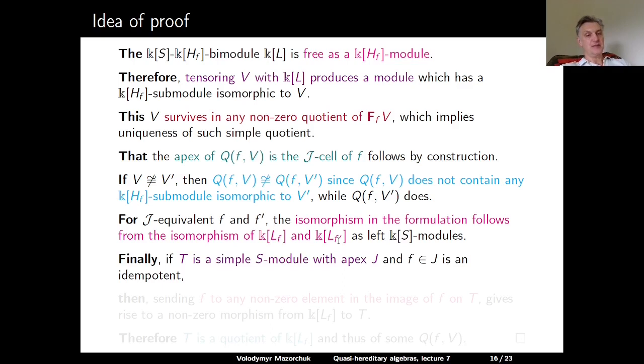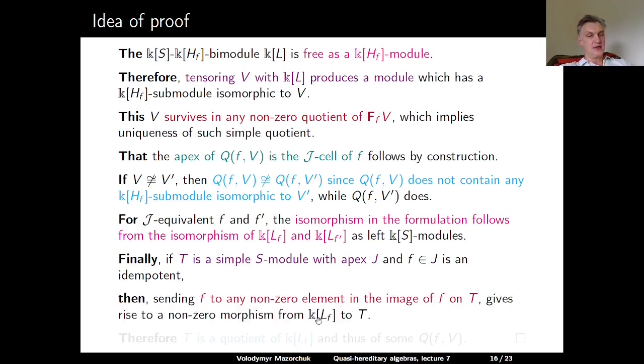Finally, let T be a simple S module, which has some apex J. Note that we know that J is a regular two-sided cell, so it has some idempotent F. And then, if we look at the cell module which corresponds to the left cell of F, then sending our idempotent F, it is also an element in the cell module, to any non-zero element in the image of F acting on T, this is well defined because F belongs to the apex of T. So by adjunction, this gives a non-zero homomorphism from our cell module to T. And therefore, T is a quotient of our cell module, and thus of some QF of V.